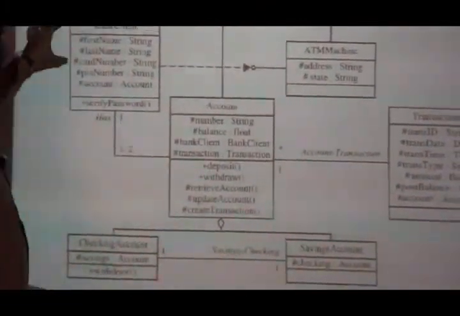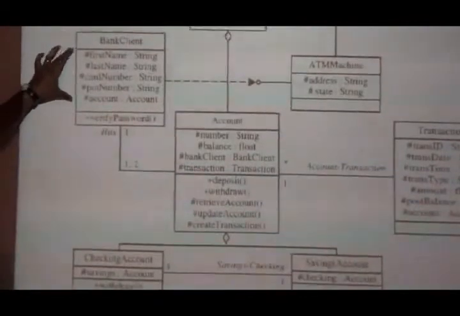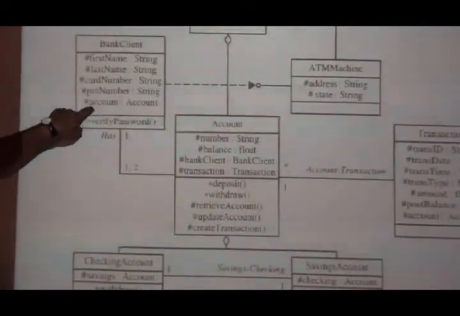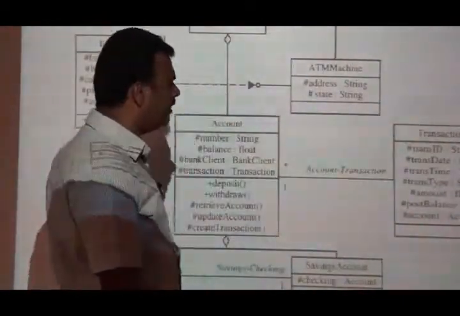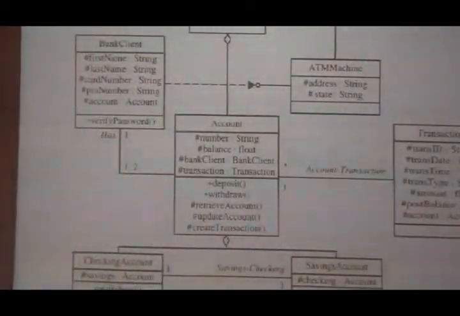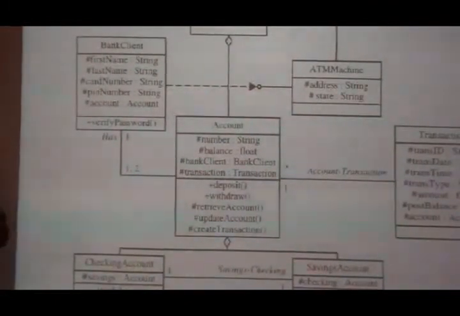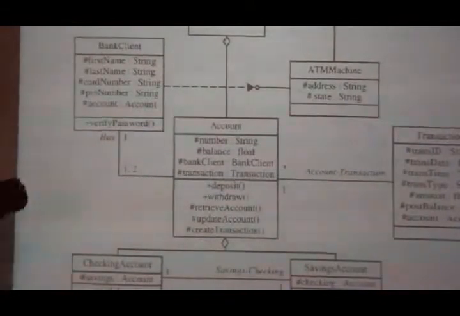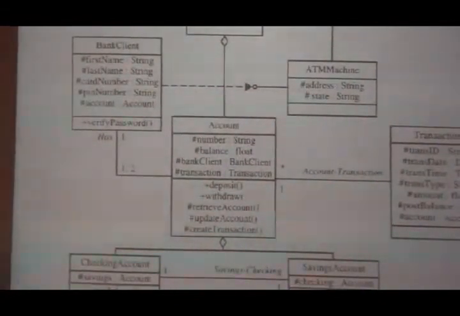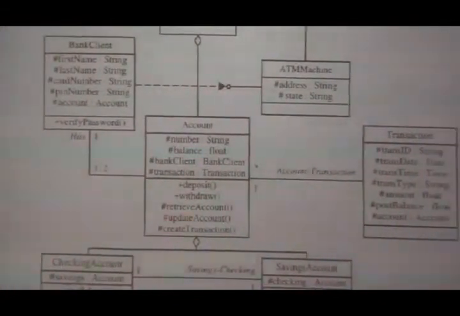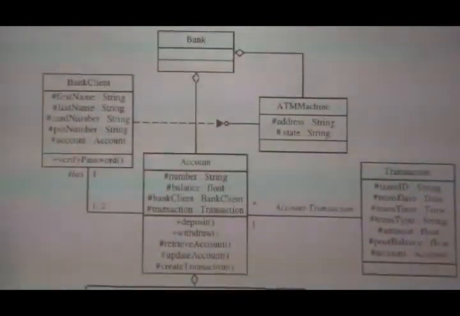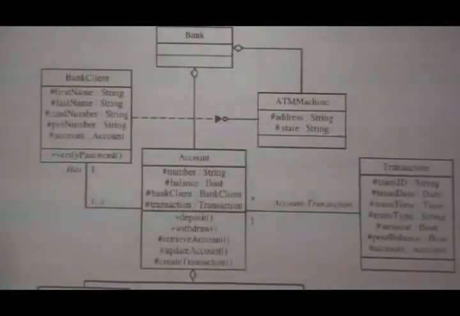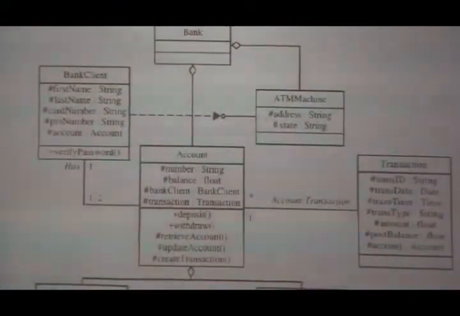What are the attributes of the bank client? First name, last name, card number, PIN number and the account. Then these are the attributes of the ATM machine, and these are the attributes of the class transaction. First we identify the attributes, then identify the methods. So first we identify the classes, then define the relationships, identify the attributes and identify the methods.